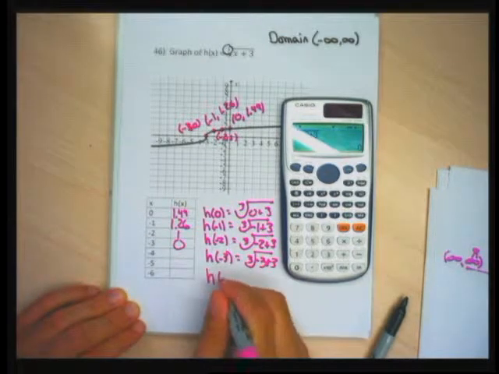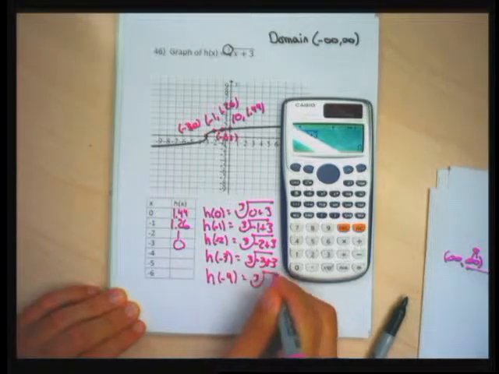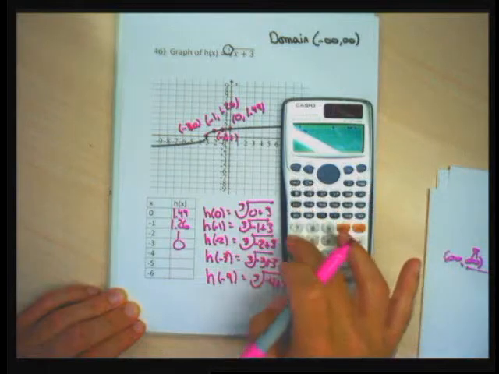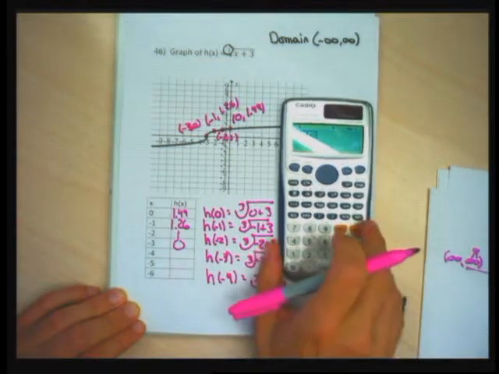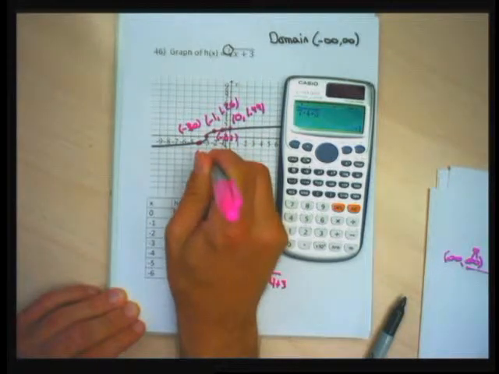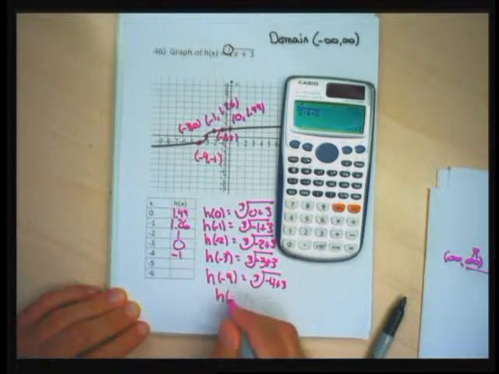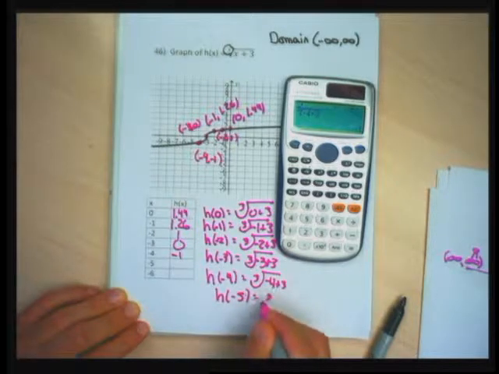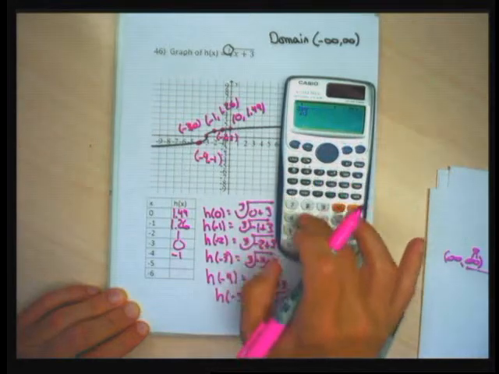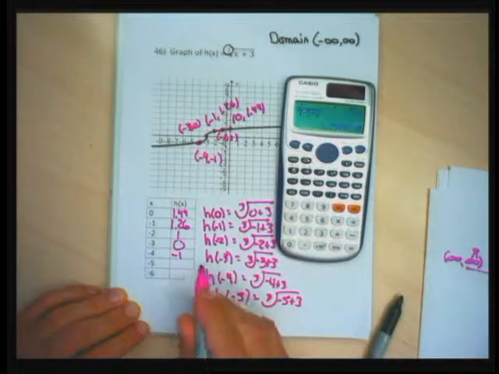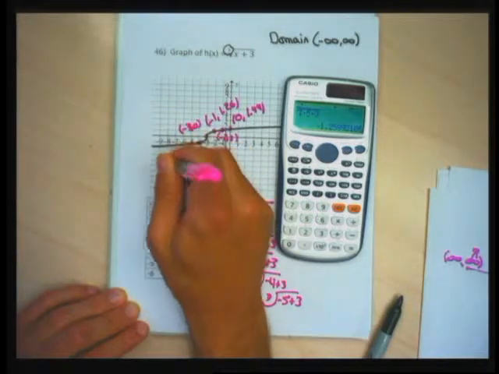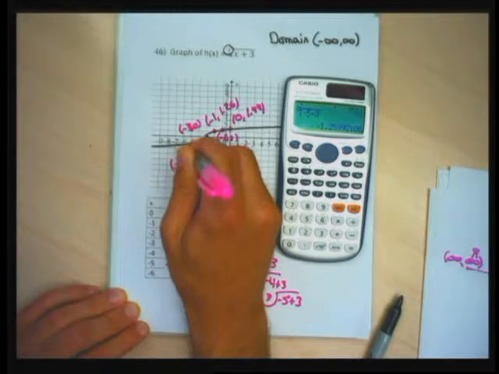When I do h of negative 4, I get the cube root of negative 4 plus 3. Shift cube root negative 4 plus 3. I get negative 1 for that. That's this point, the point negative 4, negative 1. H of negative 5 equals the cube root of negative 5 plus 3. I get negative 1.26. That's that point right there. That's the point negative 5, negative 1.26.